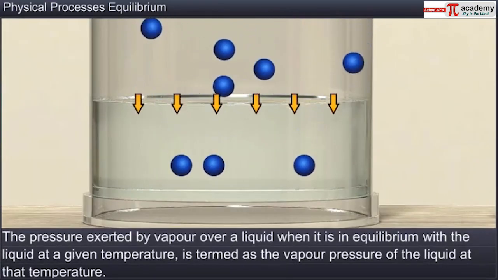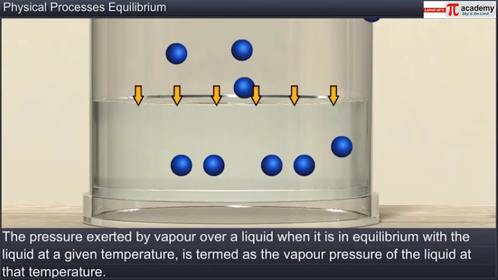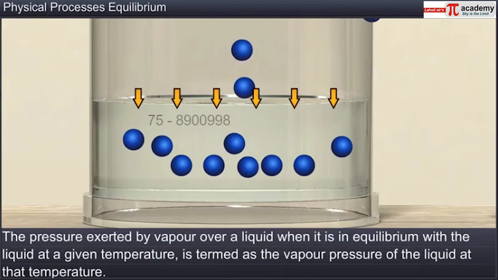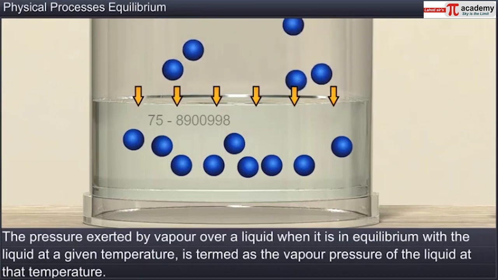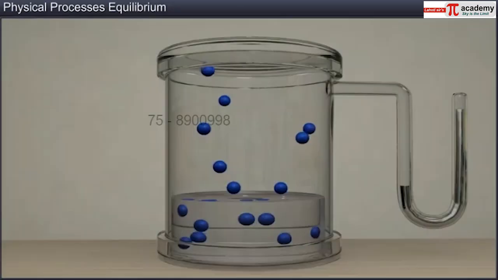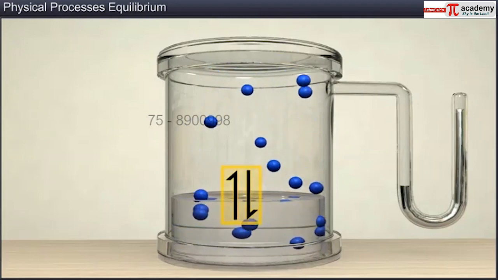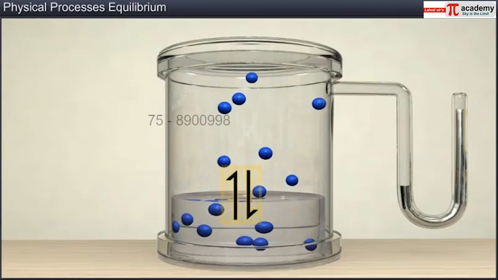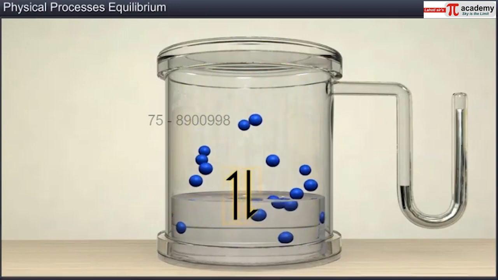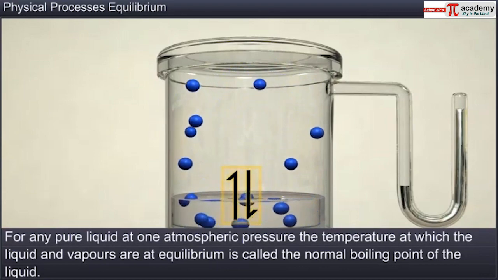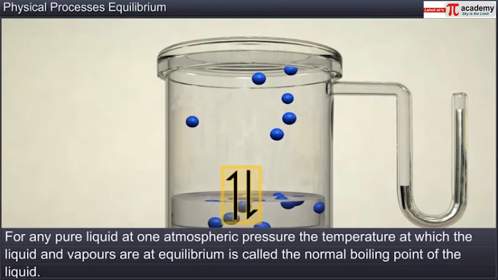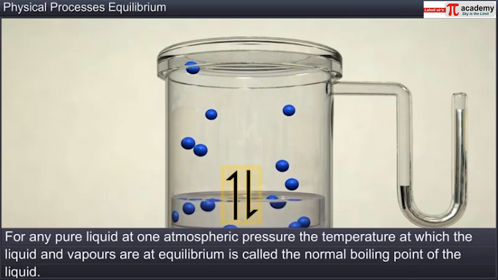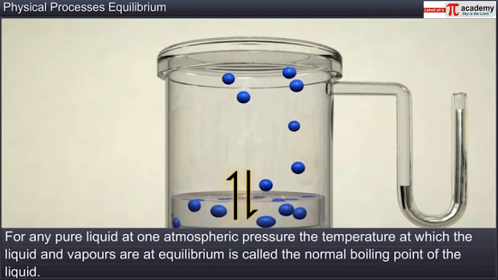The pressure exerted by vapor over a liquid when it is in equilibrium with the liquid at a given temperature is termed as the vapor pressure of the liquid at that temperature. Water exists in equilibrium with its vapor at atmospheric pressure in a closed vessel. Thus, for any pure liquid at 1 atmospheric pressure, the temperature at which the liquid and vapor are in equilibrium is called the normal boiling point of the liquid.